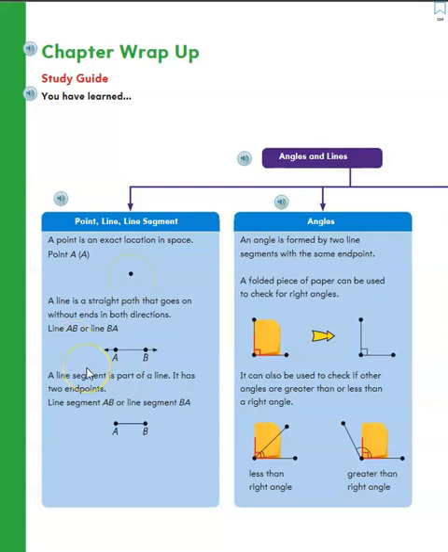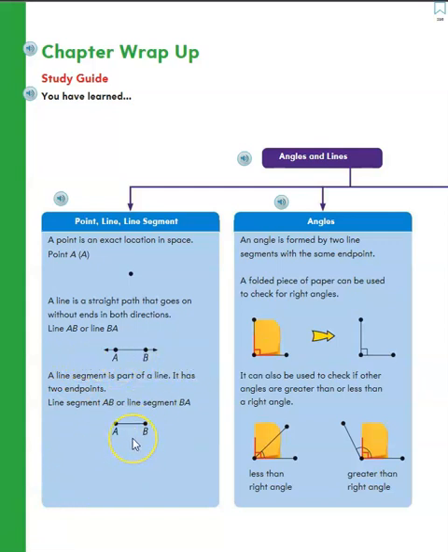A line is a straight path that goes on without ends in both directions. So think about when we make our number lines, guys. Remember, we know that the numbers keep going in both directions forever. So that's the same thing with a line. And the way we know it's a line is if it has those little arrows on the ends, just like that. So this line, notice it has 2 points on it. So we could call this line line AB, or we could call it line BA. Okay, so that's a line.